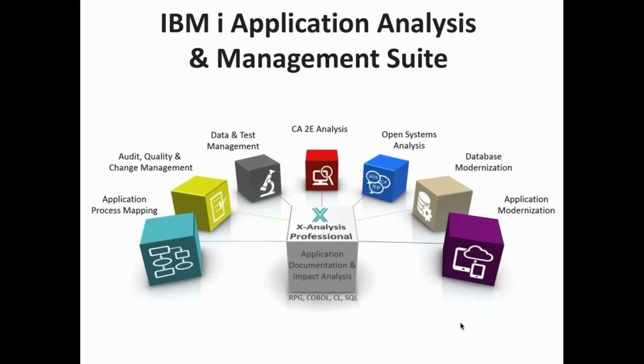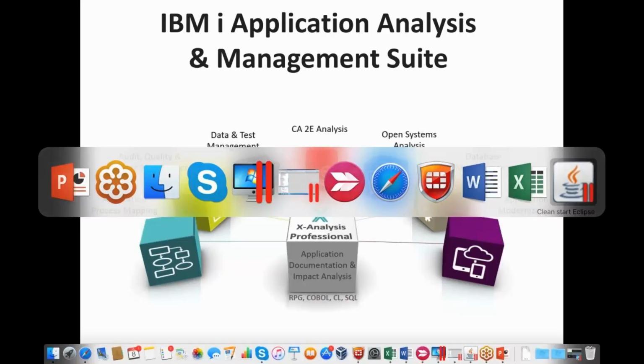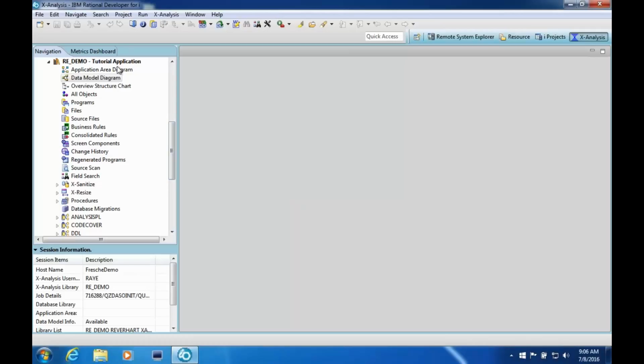So I'm going to go ahead and jump over to X-analysis. And you'll see that it's running within the Rational Developer for i Desktop. It also runs under Eclipse. And what we have here is a list of options that are based on this particular repository or application that we've built. So the first thing I'm going to look into is what the data model diagram looks like for this particular application.